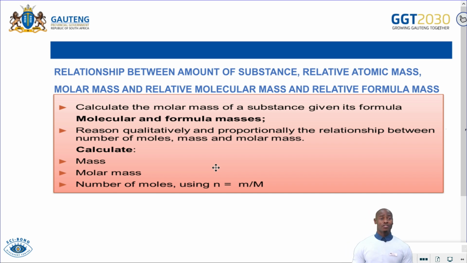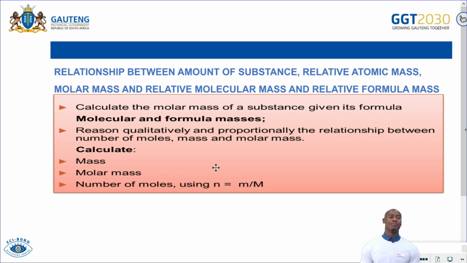So you'll be asked to calculate the molar mass, the relative atomic mass, the relative molecular mass, and the relative formula mass, right? So what is common when it comes to calculating these? One, for you to be able to calculate the molar mass or formula mass of a substance, you need a periodic table, right? That is the important tool that you need to calculate the molar mass of a certain substance. All right.